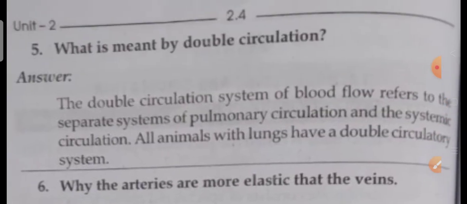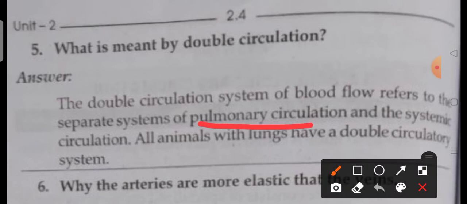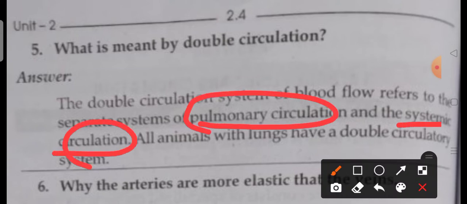Next, what is meant by double circulation? The double circulation system of blood flow refers to the separate systems of pulmonary circulation and systemic circulation. So, we can see that the blood flows in two ways: the first is pulmonary circulation, and the second is systemic circulation. Two types of circulation we can see in humans. That is the reason we call it double circulation.